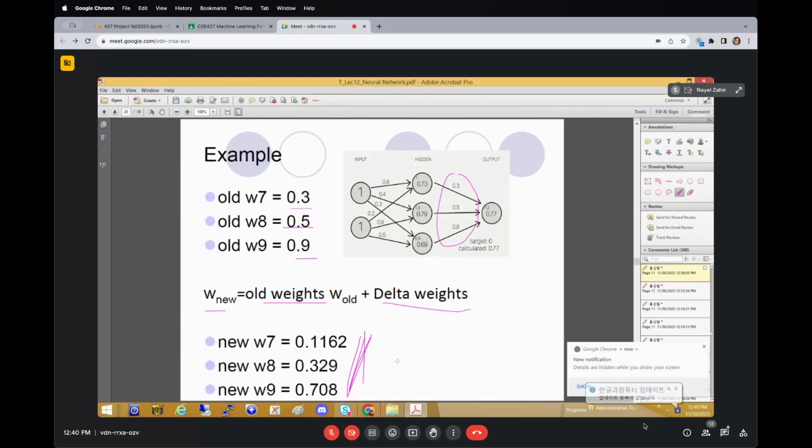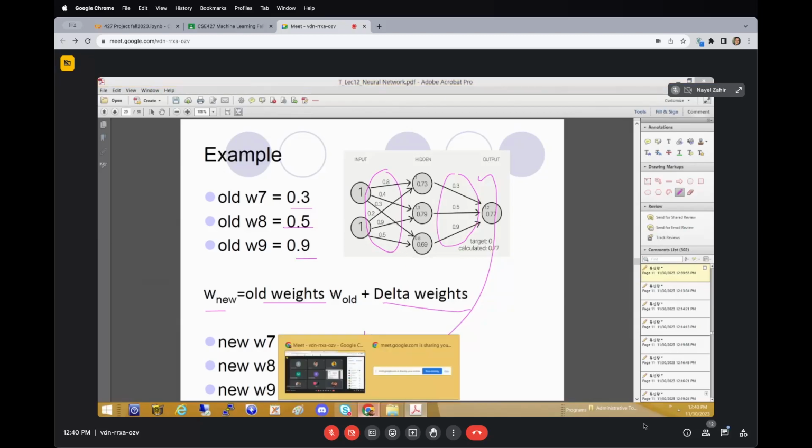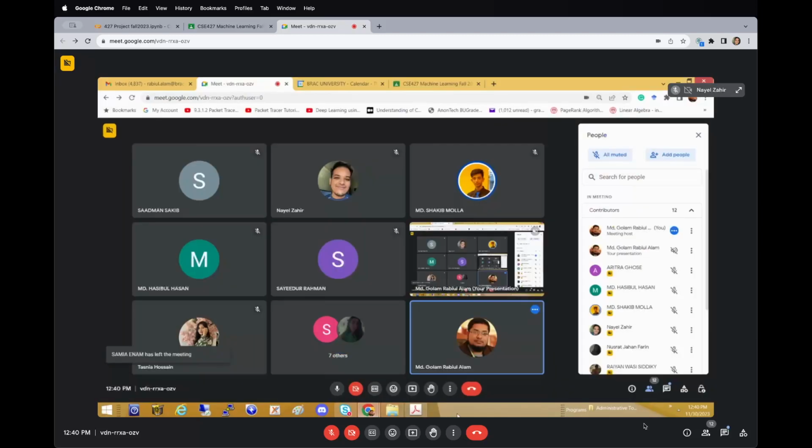I think it is 12:40, so we will continue our discussion of how to update these weights in our next class using backward propagation. Thanks everyone for joining this session. See you in your next class.